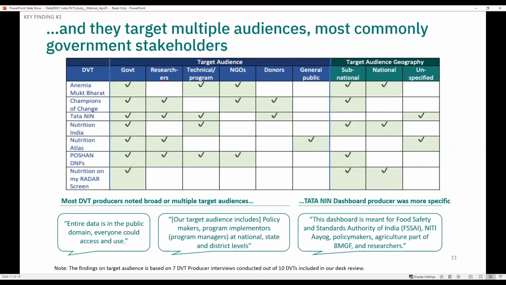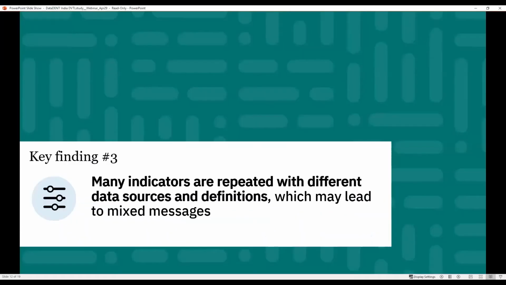So on a positive note, Indian DVTs have outlined general purpose and goals and target audiences, but have not clearly outlined the pathways: how they are trying to change behaviors in the target audience, and how the data made available would facilitate that. So that still needs to be thought of. Similar to global findings, many indicators are repeated with different data sources and definitions, which may lead to mixed messages. Next.